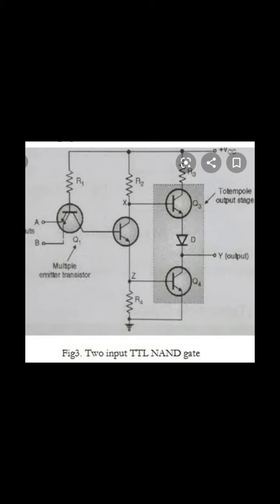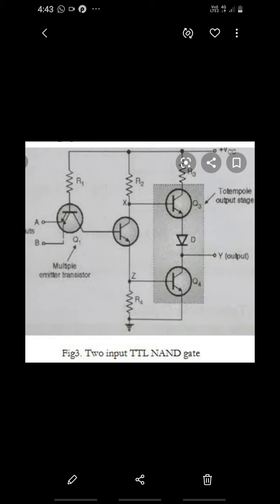Next, I will explain the TTL NAND gate with totem pole output. The circuit diagram of the TTL NAND gate with the totem pole output is shown in the figure. It contains four different transistors: Q1, Q2, Q3 and Q4. Here the transistor Q1 is a multiple emitter transistor for the inputs A and B.